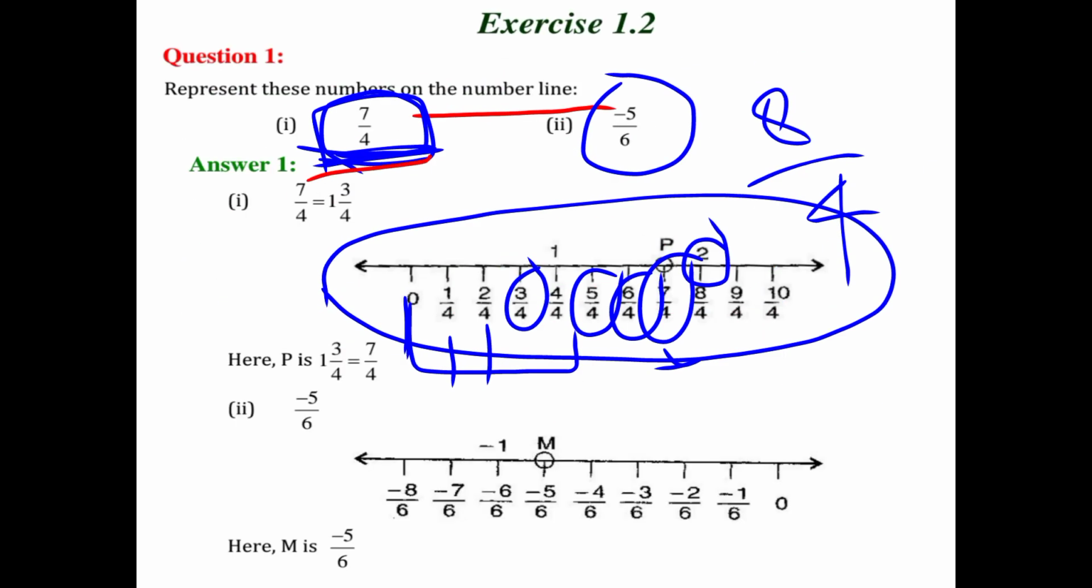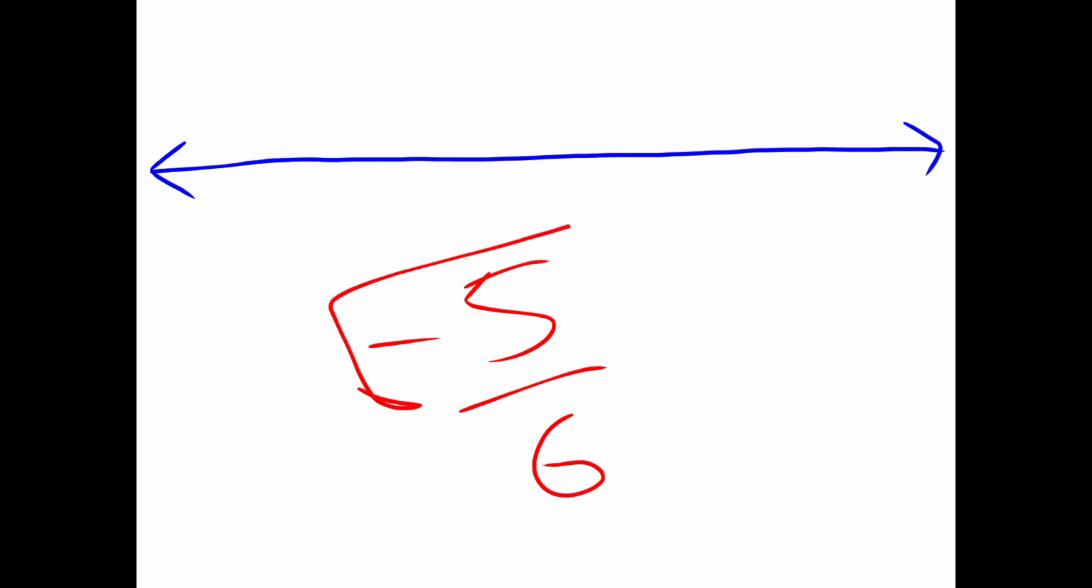So this finishes our first part. Now the second part is minus 5 by 6. I will write here, this is minus 5 by 6. The first thing that you need to note down is that it is a negative rational number.